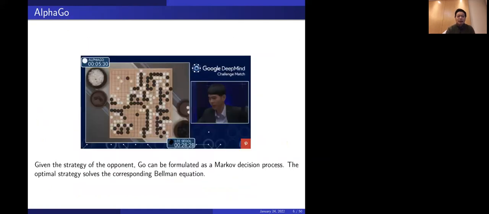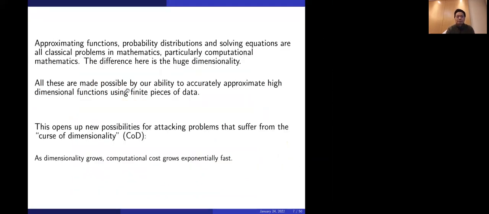So we're approximating a function in the 3072-dimensional space. All these examples are either very high dimensional or in a huge space. And these are the kinds of problems we never imagined being able to do before. Now, these are made possible because of our ability to accurately approximate high-dimensional functions using a finite piece of data. And we're able to do this basically because of deep learning. So this is the first important point to realize.